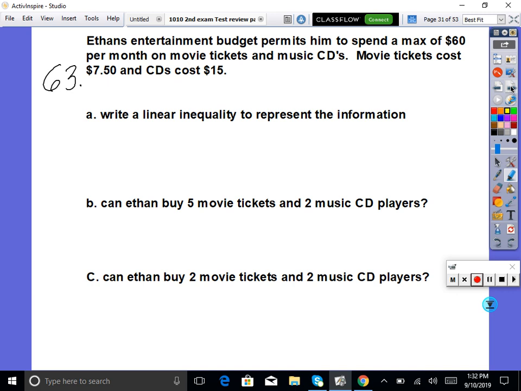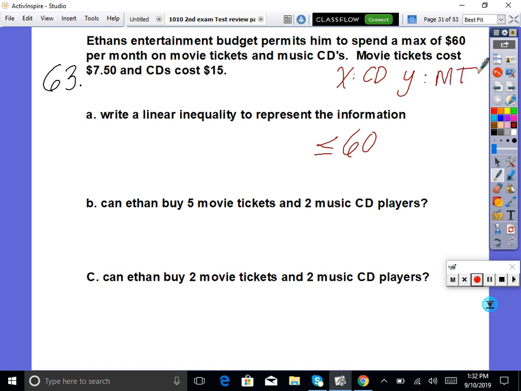So there's our shading. Ethan's entertainment budget permits him to spend a max of $60 per month on movie tickets and music CDs. Movie tickets cost $7.50 and CDs cost $15. So this says write a linear inequality to represent the information. This is a really easy one, right? He needs to spend less than or equal to $15? Nope, $60. That's how much total he has. So let's let X be CDs. Let's let Y be movie tickets.